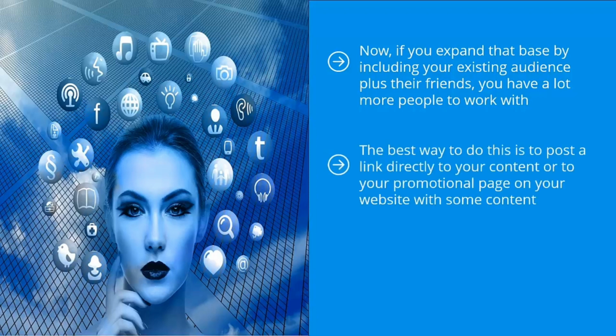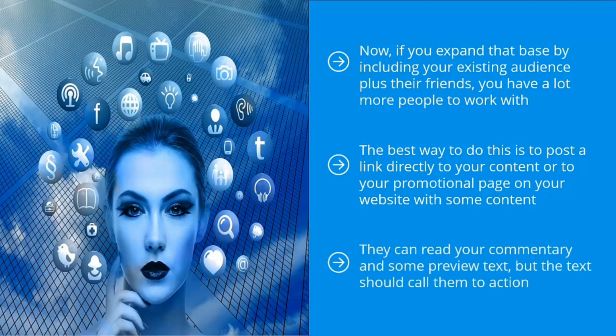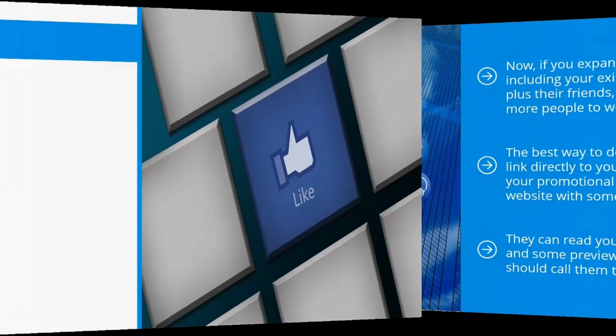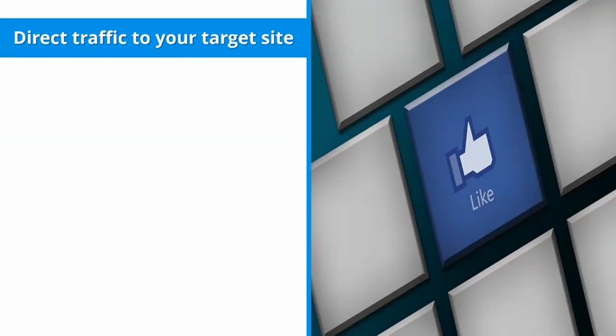The best way to do this is to post a link directly to your content or to your promotional page on your website with some content. This way, when someone clicks through, they go straight to your website. They can read your commentary and some preview text, but the text should call them to action. This is the cleanest way to get direct traffic cheaply using post boosts targeting your existing audience and their friends. Direct traffic to your target site.